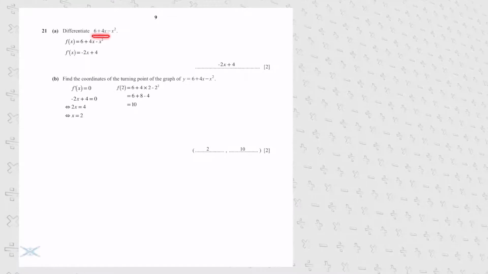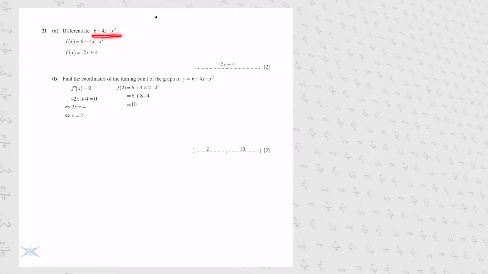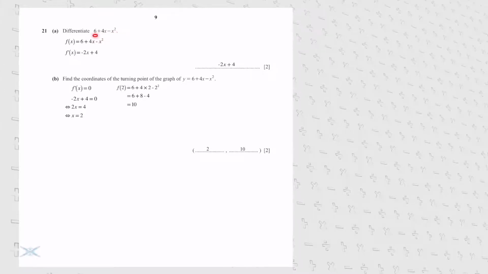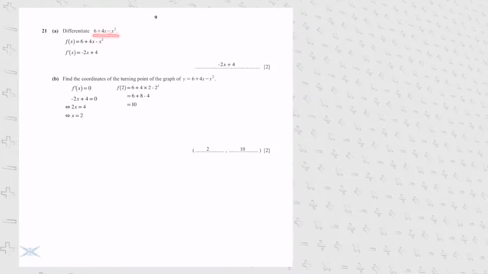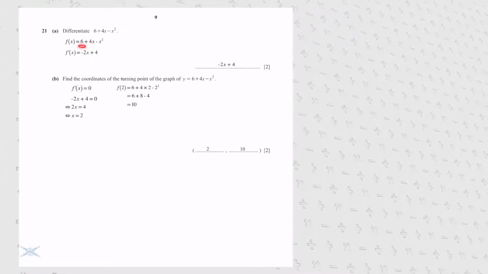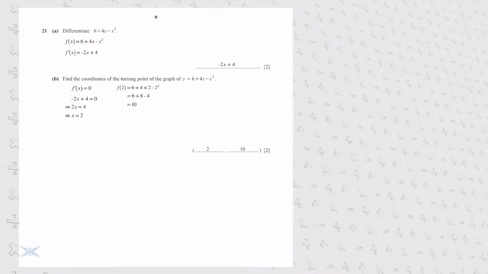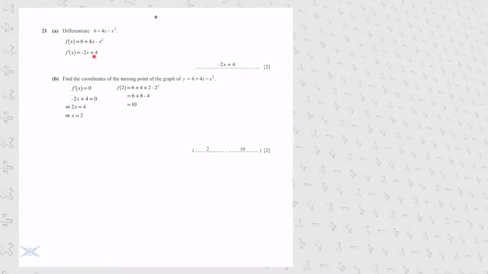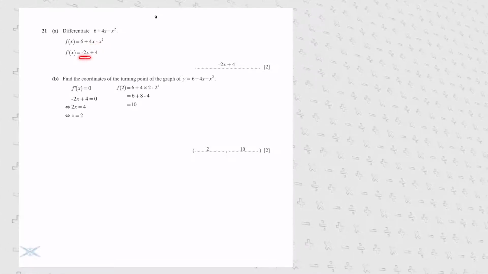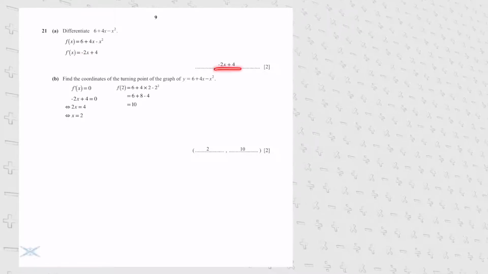Exercise 21 is pretty straightforward. Here we are required to differentiate the expression 6 plus 4x minus x squared. So in order to do it for this expression, we need to differentiate each and every summand of this expression. Since 6 is a constant, its derivative equals 0. Differentiating 4x leads to 4, and differentiating negative x squared leads us to negative 2x. Thus the result for this exercise is negative 2x plus 4.